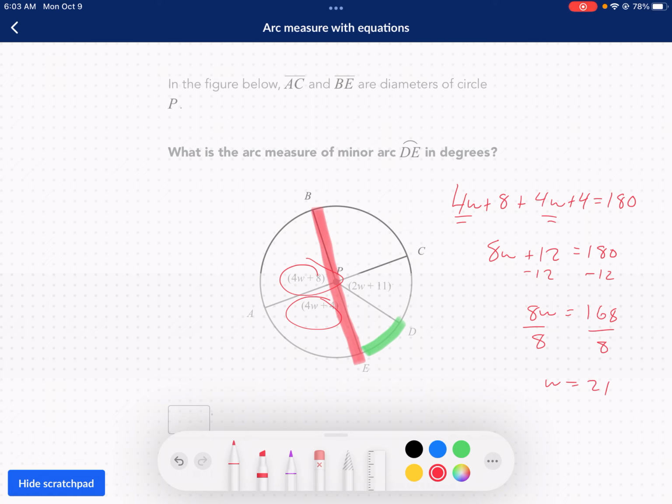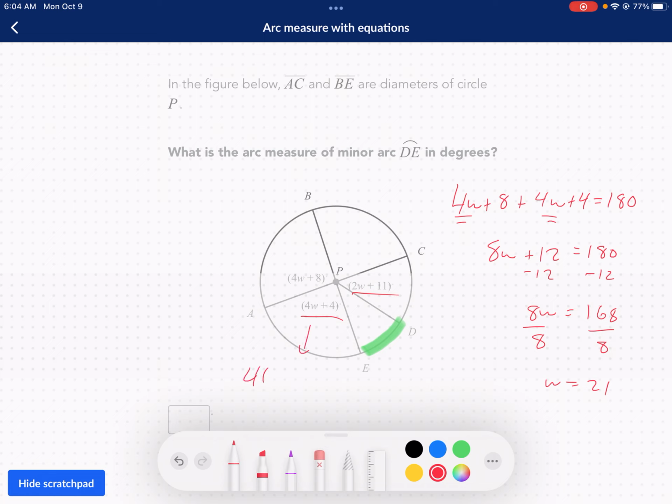So look, now that I know that W is 21, I can find all these measurements with those equations by plugging in 21. Which ones do I actually need, though, is the question. I think the only one that I really need is this one right here. Oh, I need this one and this one, and I'm going to tell you why in a second. Okay, I'm going to plug in W equals 21 for those two.